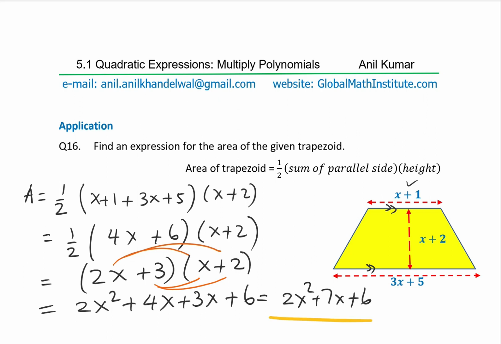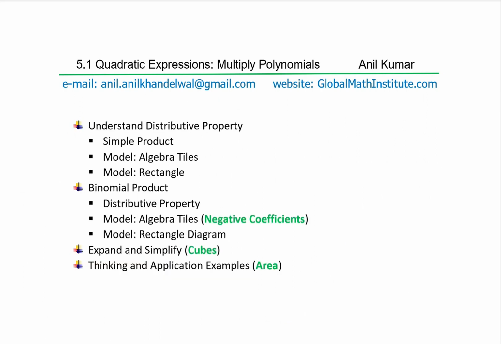So with this, we come to an end of this video, and I hope you have learned most of the concepts required for this particular chapter. So we have understood how to apply the distributive property and multiply polynomials. We have also seen different models, specifically two of them, one using algebraic tiles and the other using rectangles. We also worked with negative coefficients where we used blue ink for negative. We worked with cubes and with area.